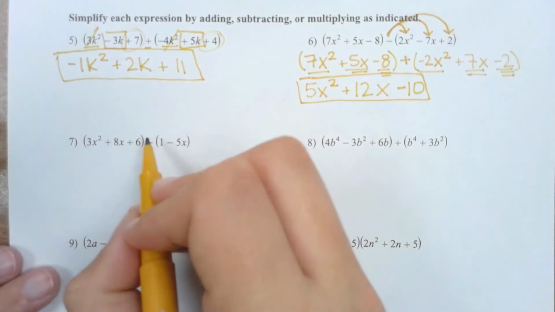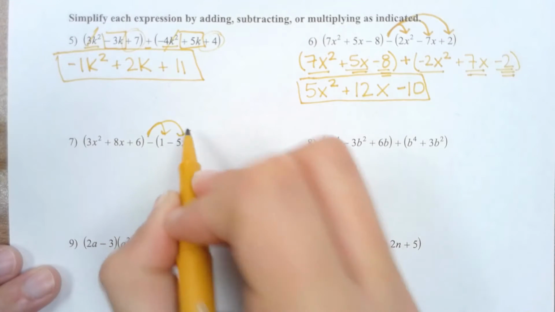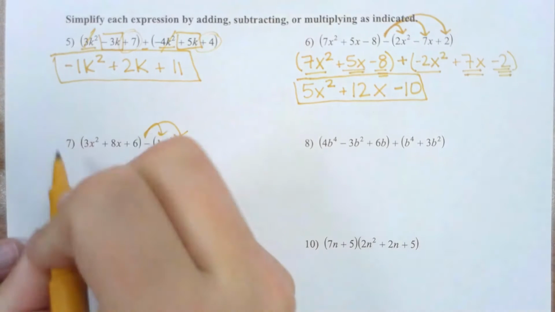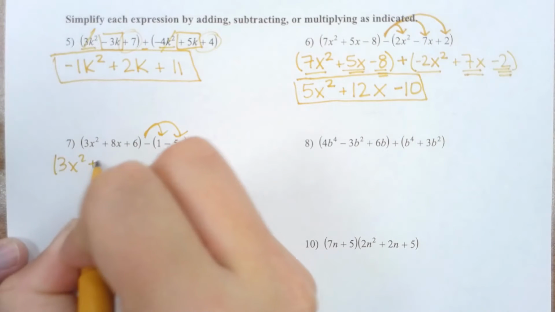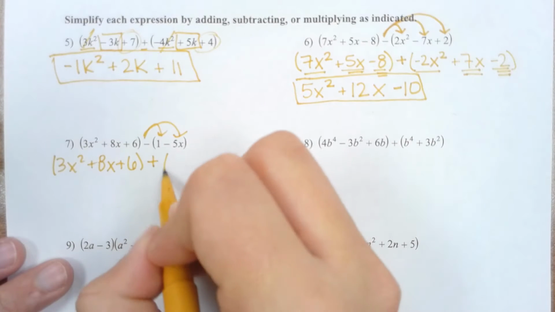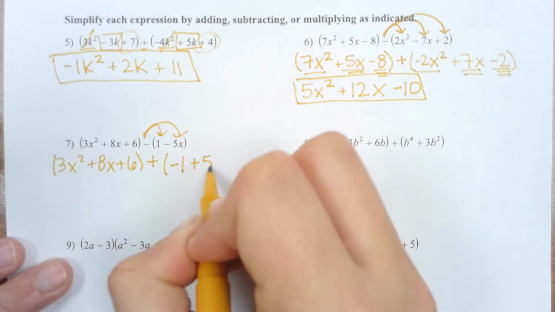Okay, for number 7, you should have first done the distributive property by distributing that negative to everything on the inside of your second parentheses. So your 3x squared plus 8x plus 6 would stay the same, but then your second parentheses would turn into a negative 1 plus a positive 5x.